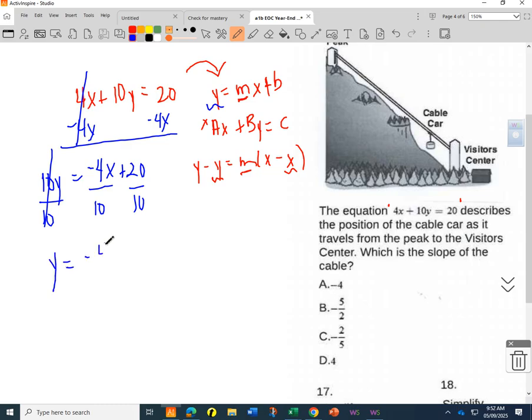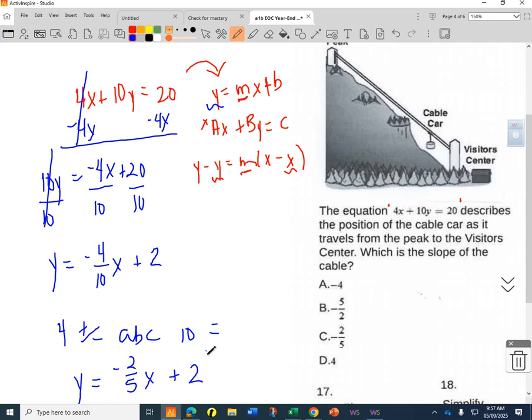That leaves me negative 4 tenths x plus 20 divided by 10, that's pretty easy to do in my head, is just fraction simplified. So, if you have a problem with that, remember, on your calculator, it's 4, plus-minus, ab/c, 10, and equals, and it will simplify that for you. So our equation in slope-intercept form will simplify to y equals negative 2 times x plus 2.